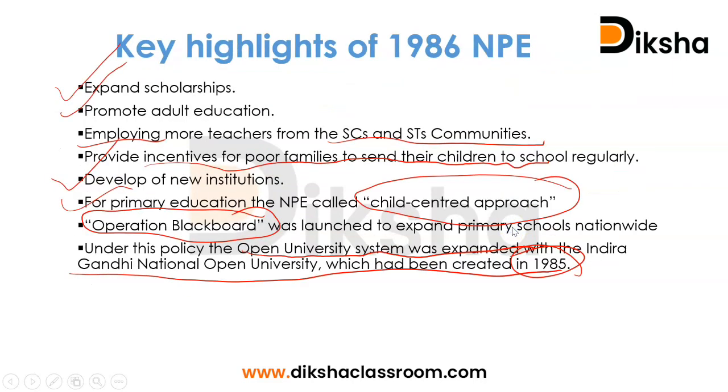Then after 1968, we have the key highlights of 1986, that is expanding the scholarship, then promoting adult education, and after that employing more teachers from SC and ST communities, then providing incentives to poor families to send their children to school regularly. Then we have developing new institutions, then the adoption of a child-centered approach, then we have Operation Blackboard, and finally the establishment of a better open university system or expansion of the open university system.